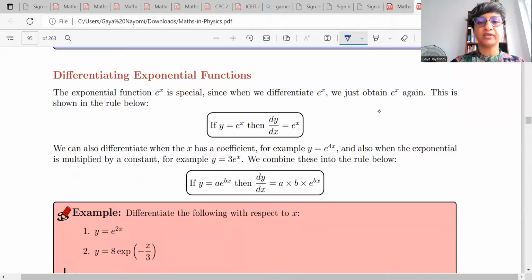Yeah, here's another rule. If you have e to the power of x, guess what? The derivative of e to the power of x is e to the power of x itself. This is the only function whose derivative is itself.